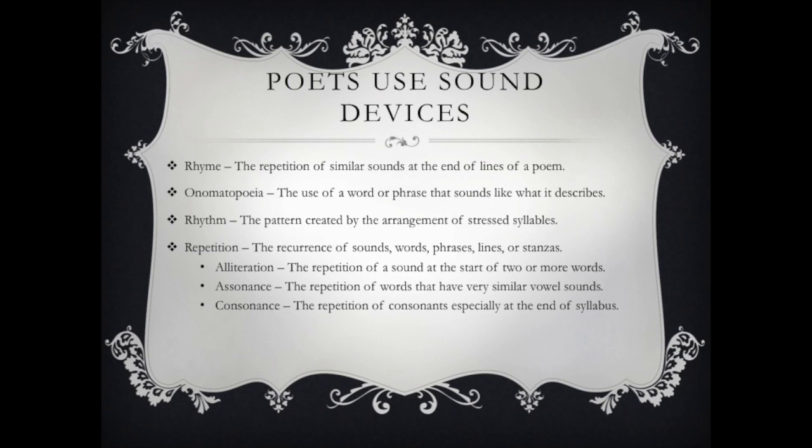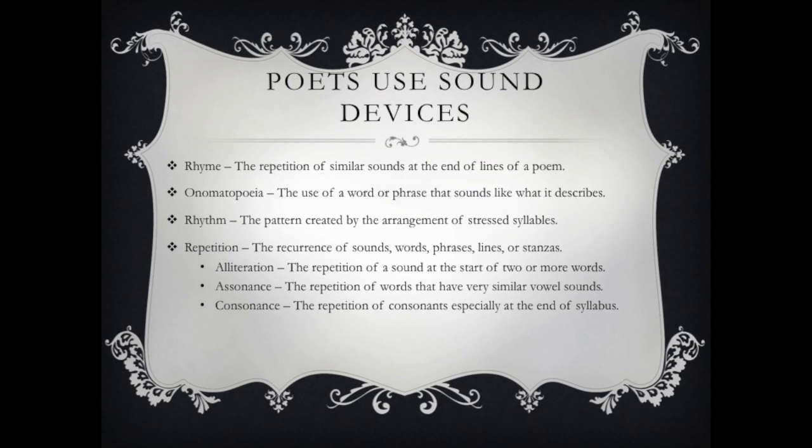Now, another frequently used sound device in poetry is rhythm. And rhythm is the pattern that's created by the arrangement of stressed and unstressed syllables. You can think about rhythm like the beat in music. It's that downbeat, that stressed and unstressed syllable.